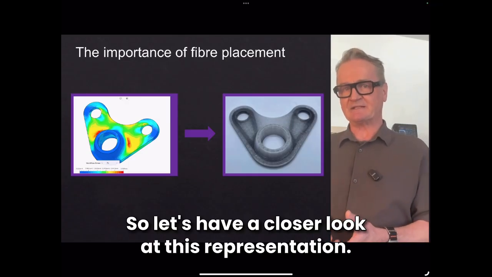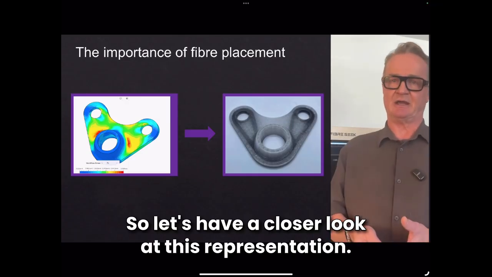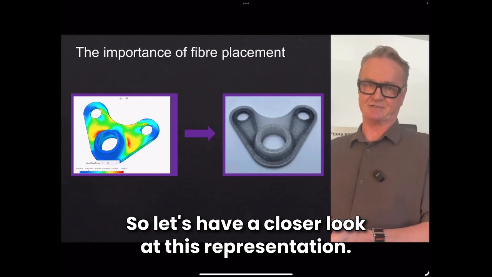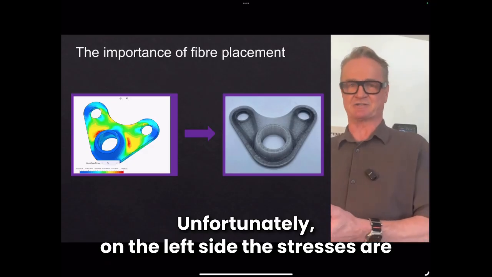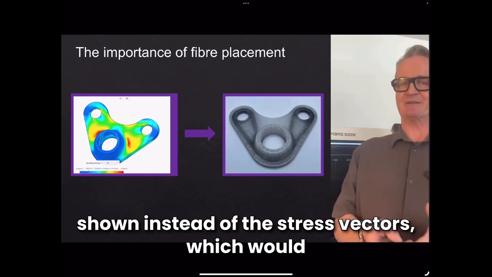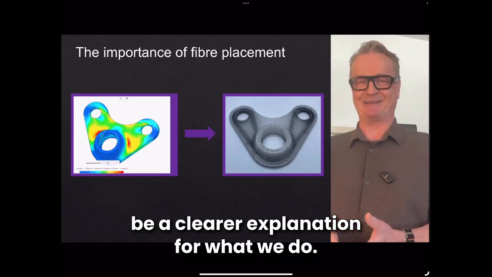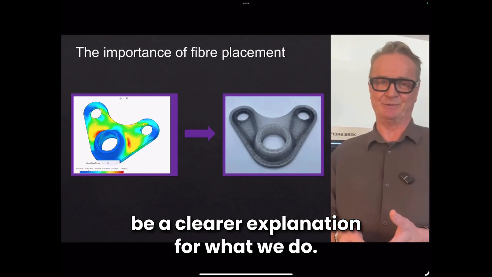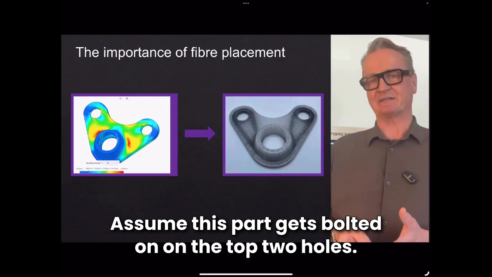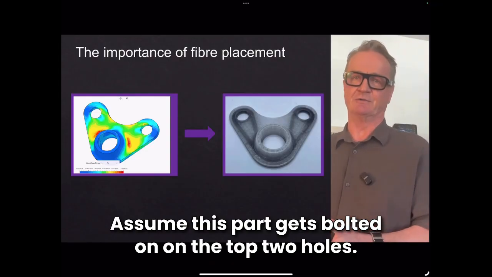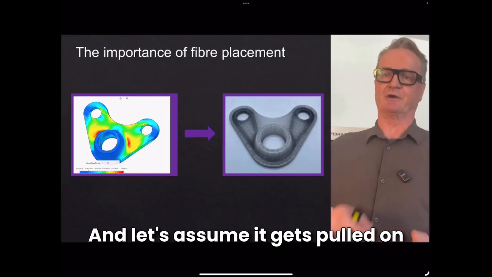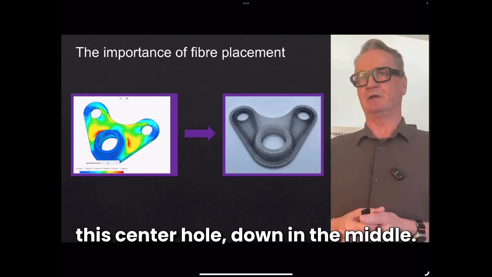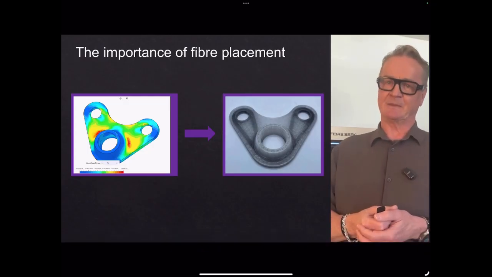So let's have a closer look at this representation. Unfortunately, on the left side, the stresses are shown instead of the stress vectors, which would be a clearer explanation for what we do. Assume this part gets bolted on the top two holes, and let's assume it gets pulled on this center hole down in the middle.